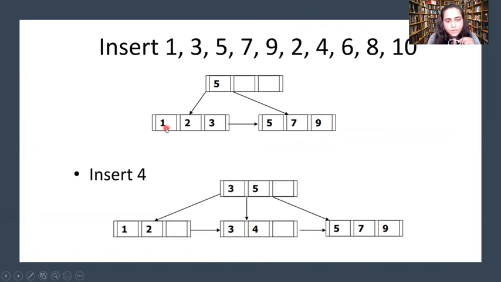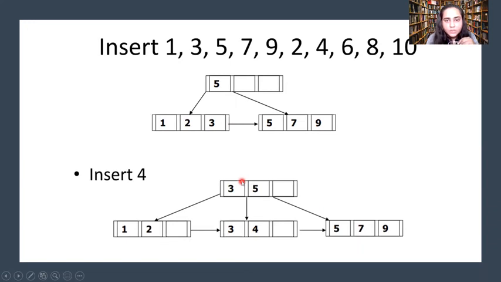On the left side of 3 there are 1 and 2, and on the right side of 3 there are 5 and... on the right side of 3, we were trying to insert 4. So on the right side of 3, we have 4, but we need to maintain a copy of 3 also. And that's why we are keeping 3 as well as 4, because a copy of 3 needs to be in the root, needs to be in the leaf nodes.